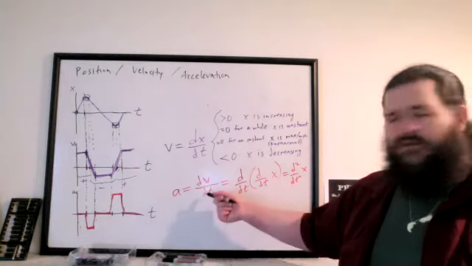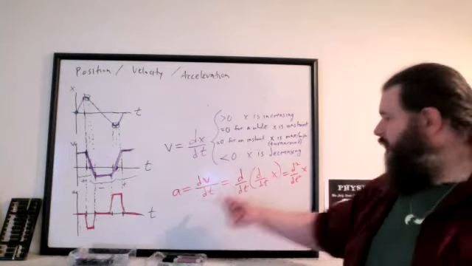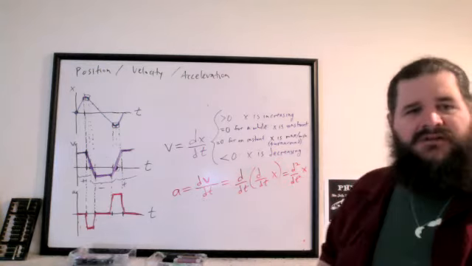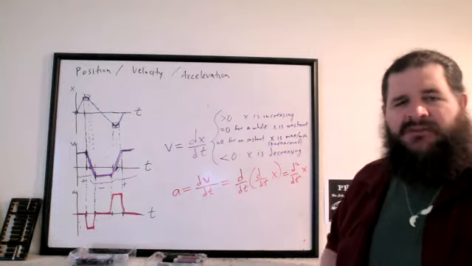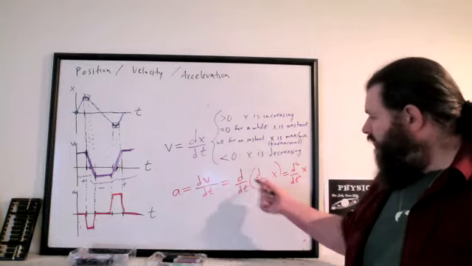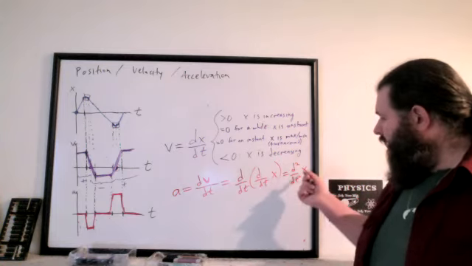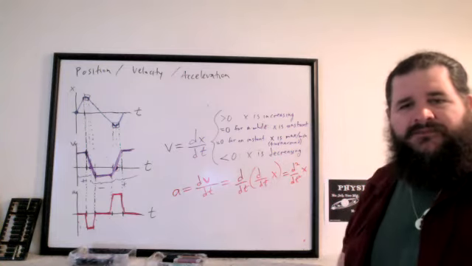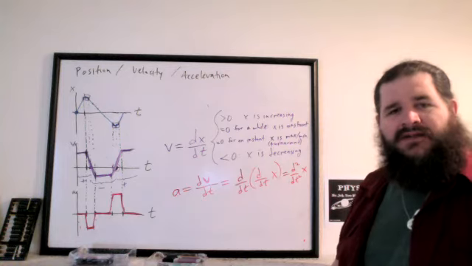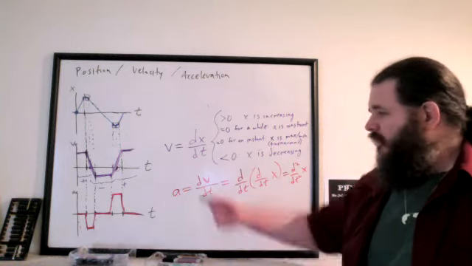Acceleration is the first derivative of velocity, which is the second derivative of position, because velocity itself is the derivative of position. So everything you saw in calculus about second derivatives is true for acceleration.